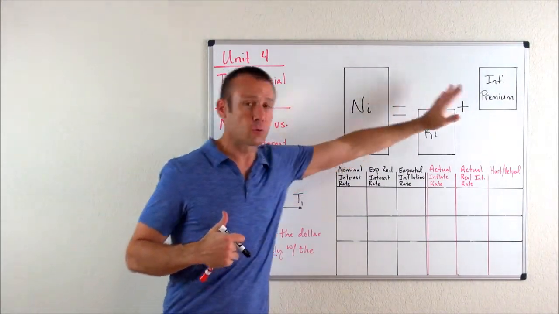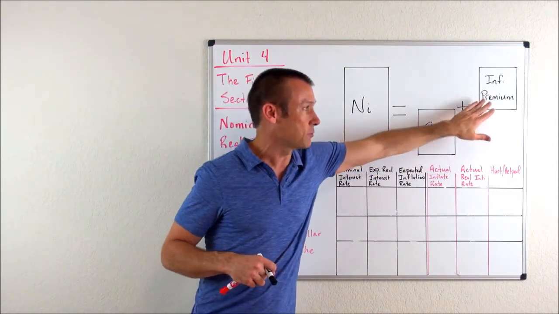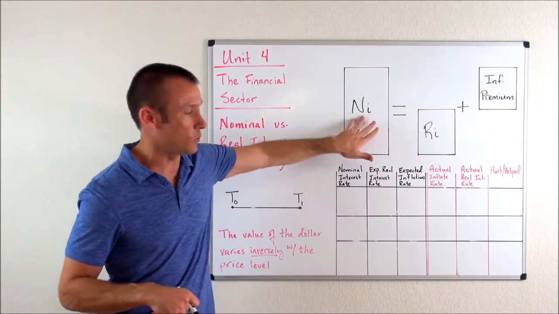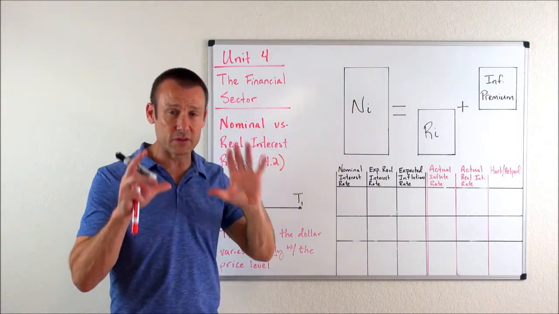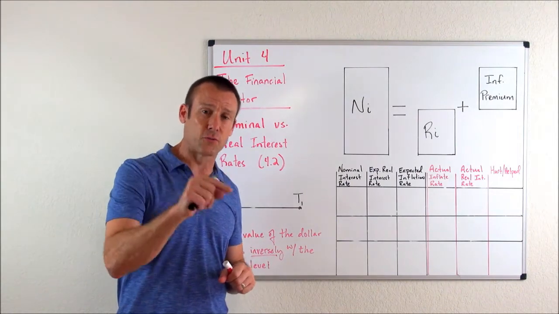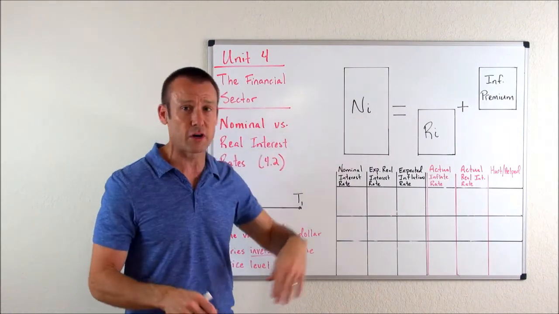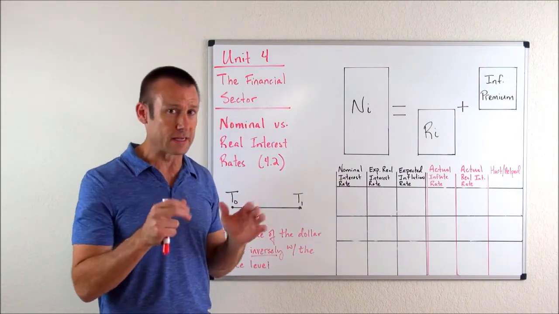I've got this little visual to help us out with it, okay? This is nominal interest rate equals the real interest rate plus the inflation premium. Let's start with the nominal interest rate. Let's define that. First, guys, anytime you see nominal, that means unadjusted for inflation, right? Unadjusted for inflation. So the nominal interest rate is the interest rate unadjusted for inflation. So there you go, that's an easy definition.